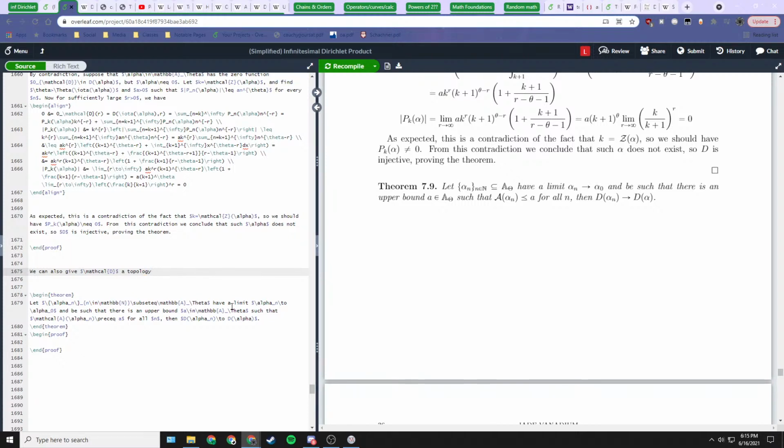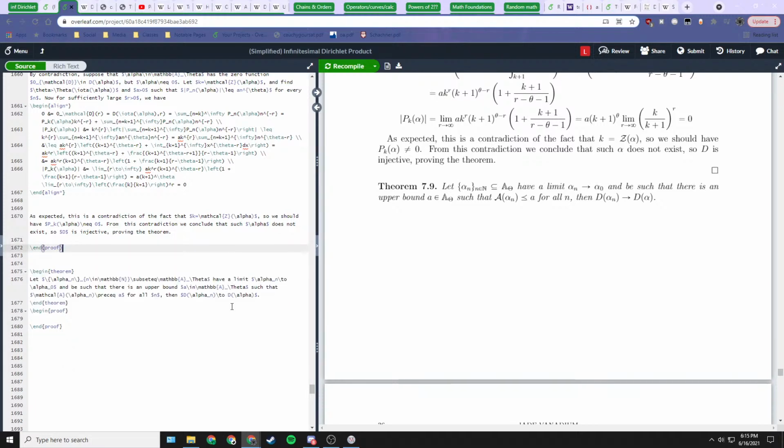Actually, I really don't want to do this. Let me just state the version that doesn't require me to do as much work. Okay, so let's say let alpha n be this and have a limit, alpha n goes to alpha 0, and with an upper bound a sub theta such that alpha n is bounded by a for all n.